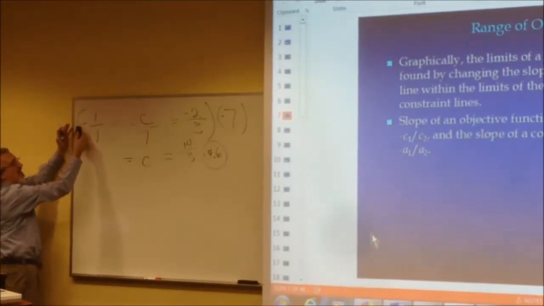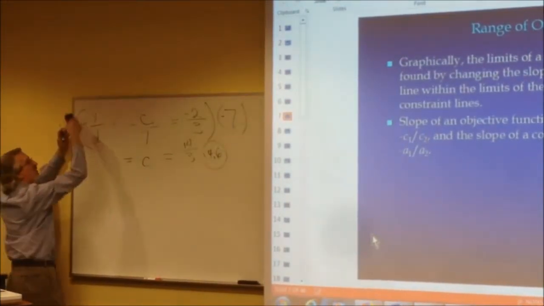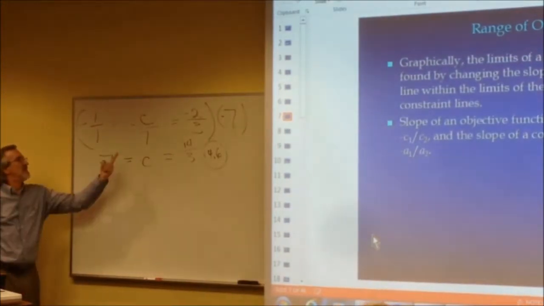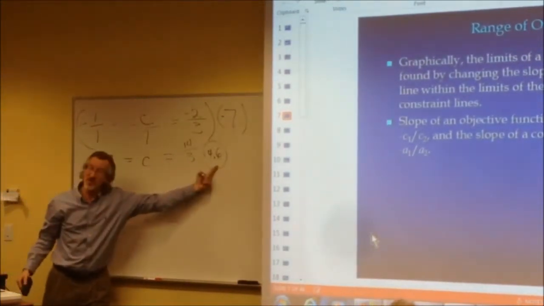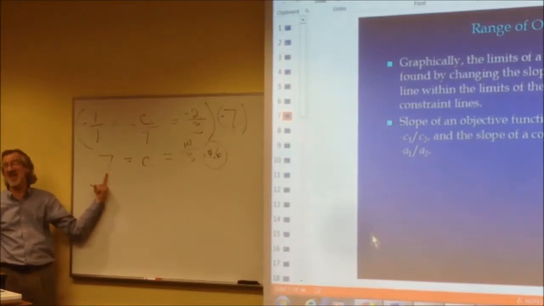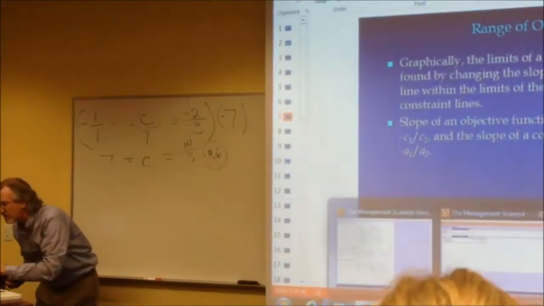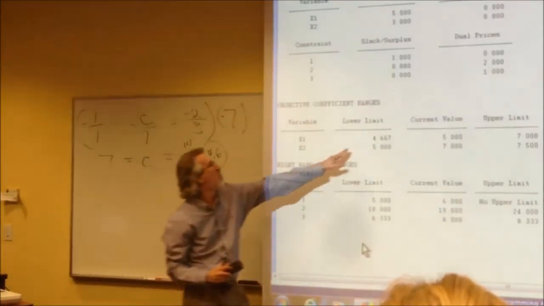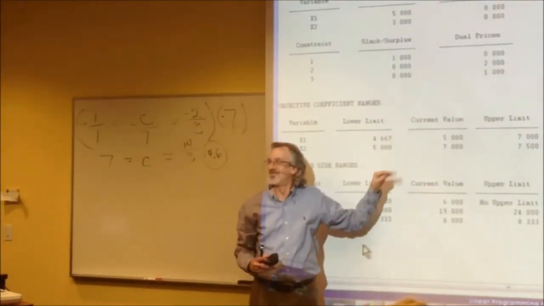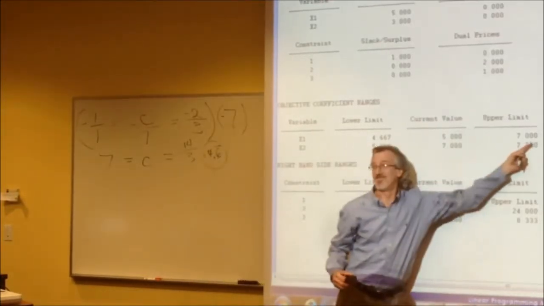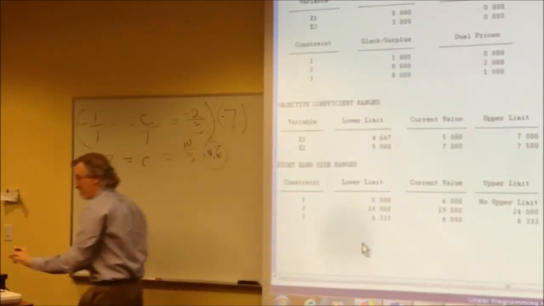There's that one. 1 over 1, negative. Negative and negative cancel each other out. 1 times 7 is 7. 1 times 1 is 1. So 5 could go as low as 4.6, as high as 7, and the optimal solution is still valid. Is that what the output says? Let's take a look. Does it have 4.666? Yeah. There. 7.